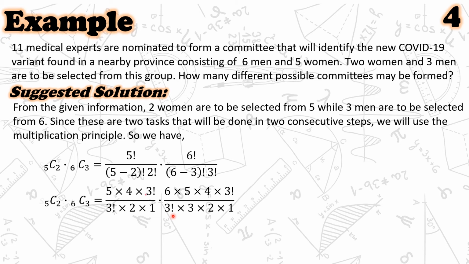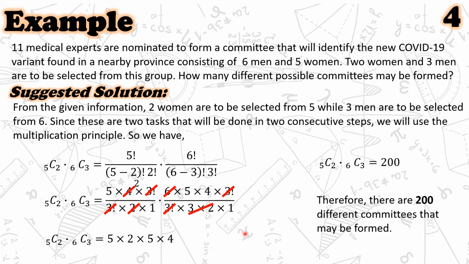Then we can cancel some values. 3 factorial over 3 factorial in the first factor is equal to 1. 4 over 2 is equal to 2. Then on the second factor, 3 factorial over 3 factorial is 1. 6 over 3 times 2 is also equal to 1. Then we have 5 times 2 from the first factor times 5 times 4 from the second. So we have 5 times 2 times 5 times 4, and that is equal to 200. Therefore, 200 different committees may be formed.